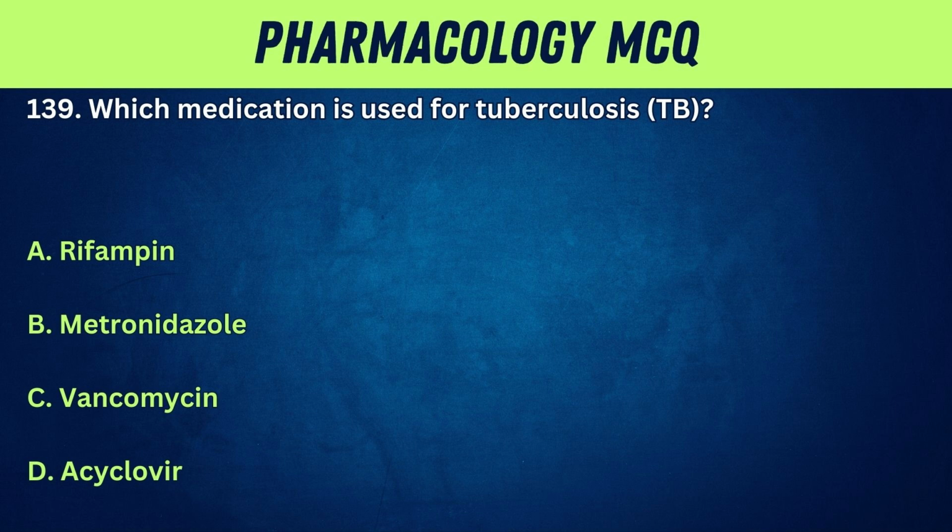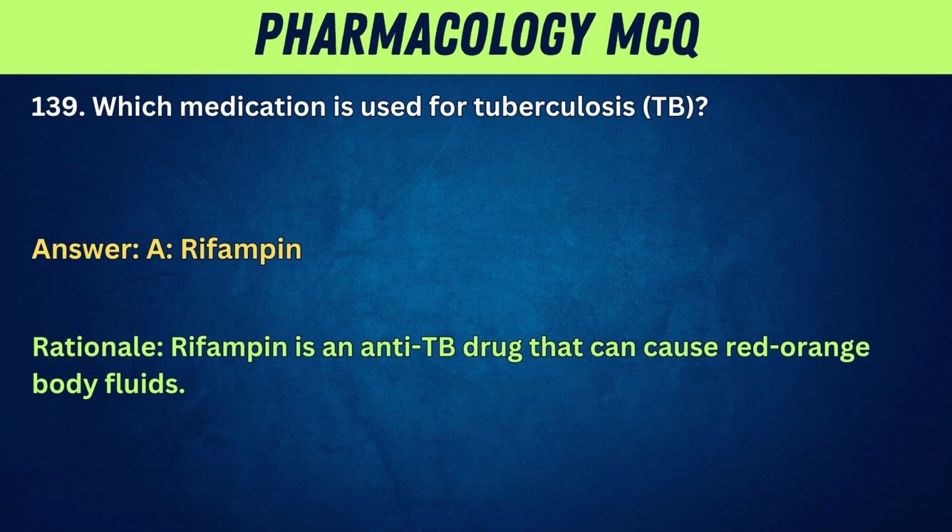139. Which medication is used for tuberculosis, TB? A. Lisinopril. B. Metronidazole. C. Vancomycin. D. Acyclovir. Answer: A. Rifampin. Rationale: rifampin is an anti-TB drug that can cause red-orange body fluids.